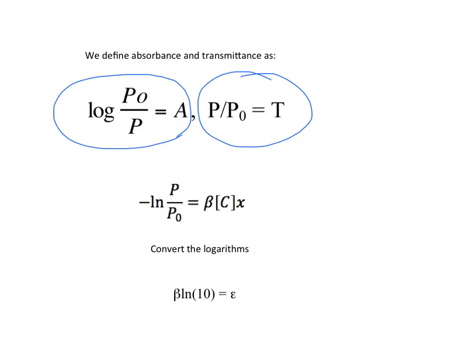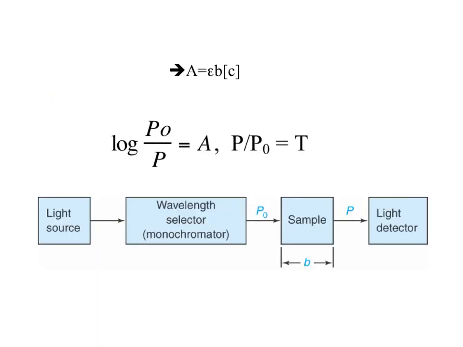Our integration used the natural logarithm, so it is common to multiply beta by the natural log of 10 to define what's called the molar absorptivity, which can now be related directly to absorbance. So now we have the basic relationship that you all learned in introductory chemistry. Absorbance is equal to epsilon, the molar absorptivity, B, the analytical path length, and C, the concentration.